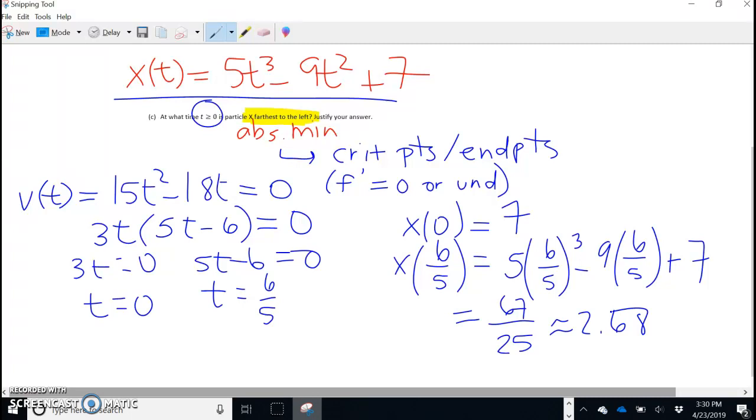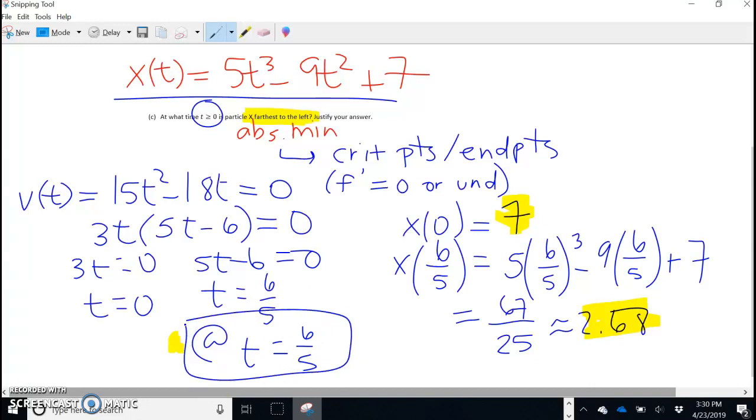Okay, so at my critical values, I have a position of 7 and a position of 2.68. So at what time is the particle farthest to the left? Well, when is my position the least? That's at t equals 6 over 5. And had the question said, when is my particle farthest to the right? I'd be looking for my largest position, and that would be at t equals 0.